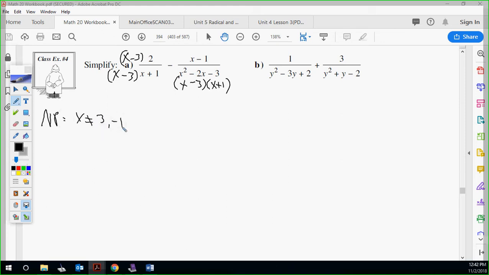And now we're ready to combine our like terms on top. So 2 times x, 2x, 2 times negative 3, negative 6. So that's where you're at. Remember, you're minusing that whole thing. So it's 2x minus x, which is x. Negative 6 minus a negative 1 is plus 1. So it's going to be minus 5.